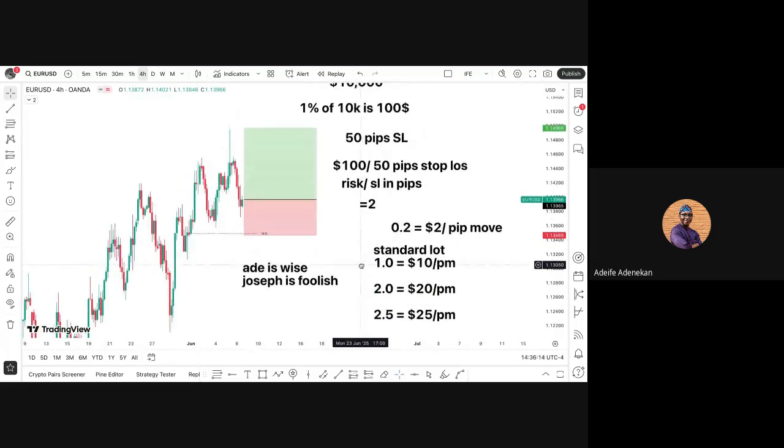He's thinking, "Omo, if this thing hits my take profit, you know how much that will be? Calculate am now. 20 times 100. Omo, that's $2,000." That's only what Joseph is thinking about: the potential upside, right? He's not thinking about what happens if I lose this trade.